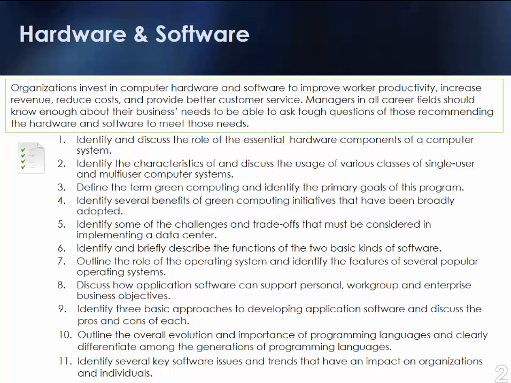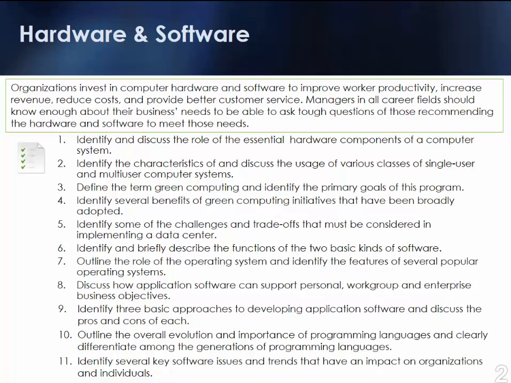Now, we're going to start off by looking at some of the components that we find within most computer systems. We're going to differentiate between single user and multi-user computers, define a few terms such as green computing and data centers, and then we're going to move over and talk about different types of software.